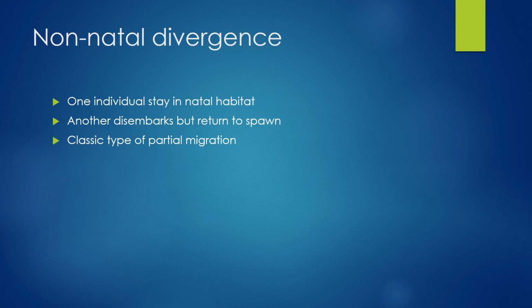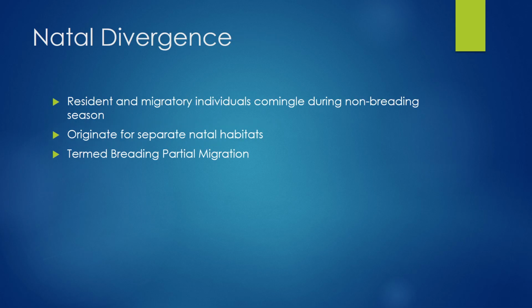Non-natal divergence is when one individual stays in the natal habitat, while others disembark but return to spawn. This is a classic type of partial migration. Natal divergence is when residents and migratory individuals commingle during non-breeding season. They originate from separate natal habitats and are termed breeding partial migration.